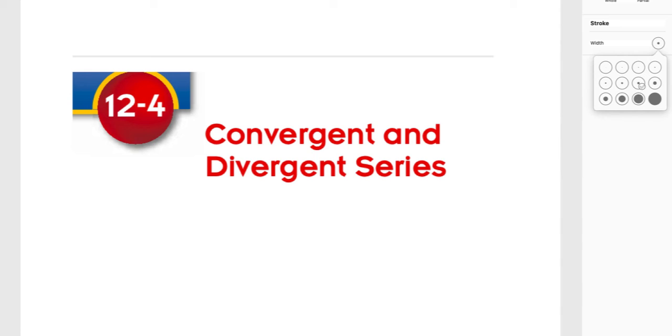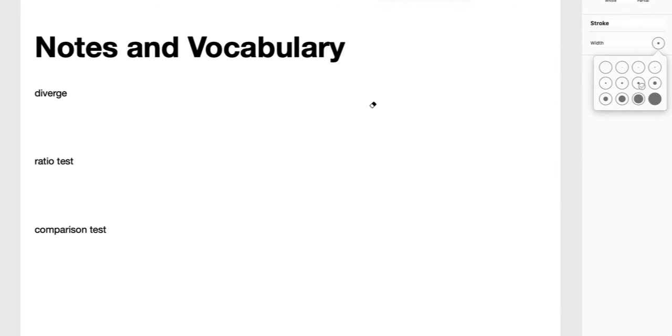Hi guys, we're going to be talking about section 12.4, Convergent and Divergent Series. Here are our vocabulary words. I'm not going to write notes right now, but here are the words that I want you to be looking forward to defining for yourself as we go through some of this work today. The word diverge or divergent, we'll talk about that really soon. Ratio test and comparison test.